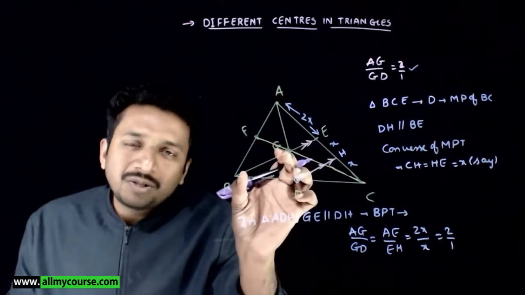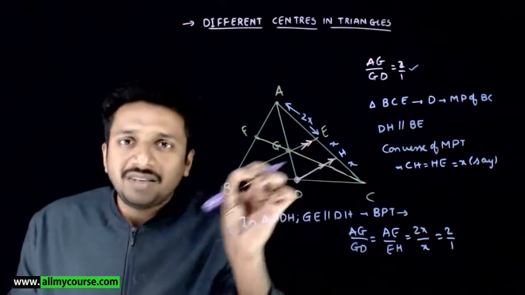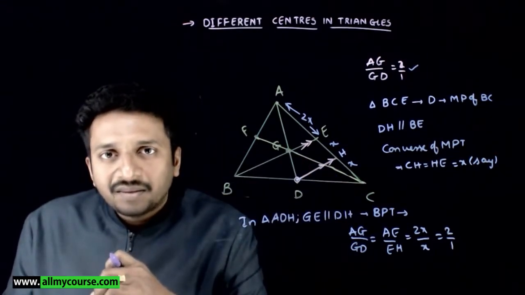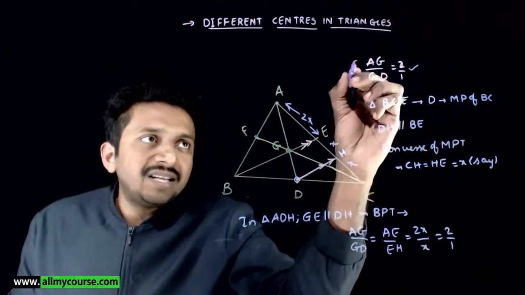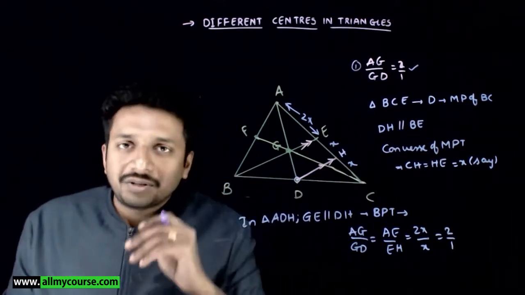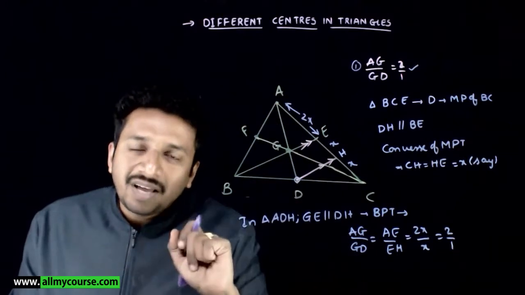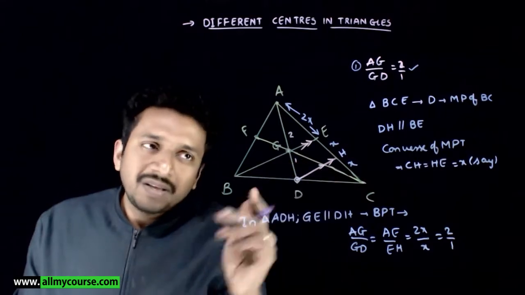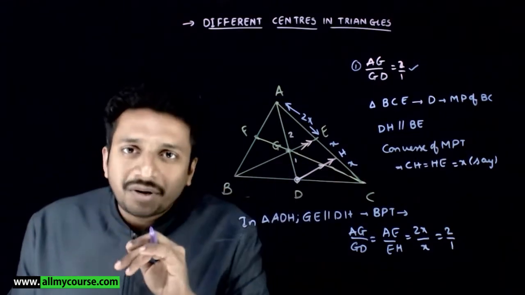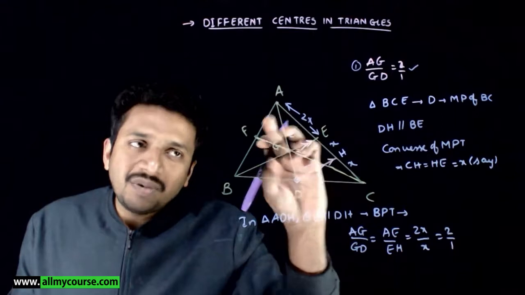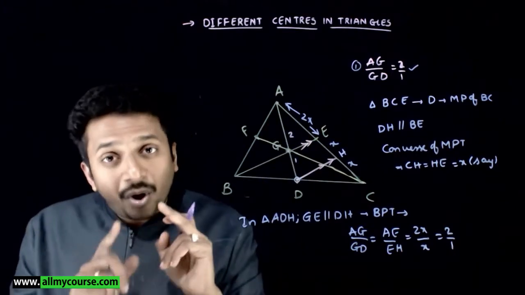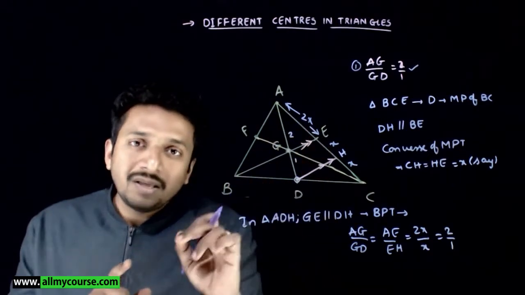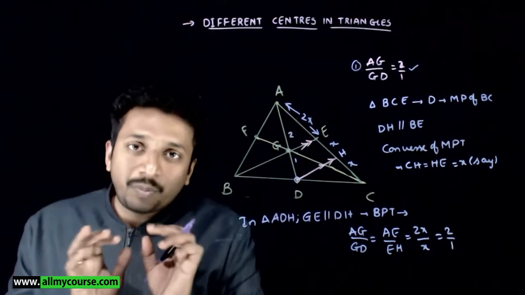So similarly, you can also prove that BG by GE is equal to 2:1 and CG by GF is equal to 2:1. And this result works in the reverse also. That is, if you take the median and you plot the point which divides the median in the ratio 2:1, this point will automatically be the centroid. Centroid divides the median in the ratio 2:1, and the point which divides the median in the ratio 2:1 is the centroid. So the property works both ways.